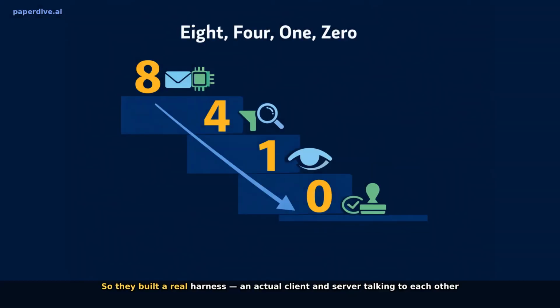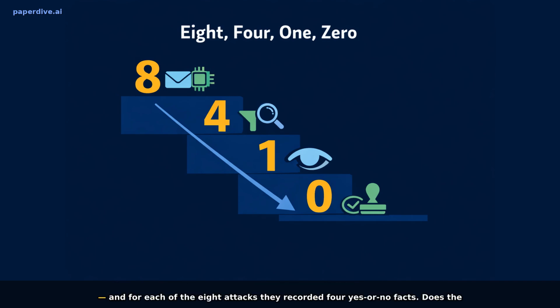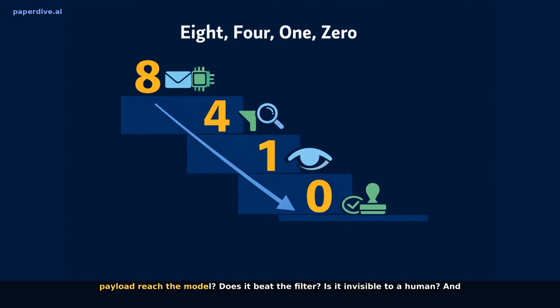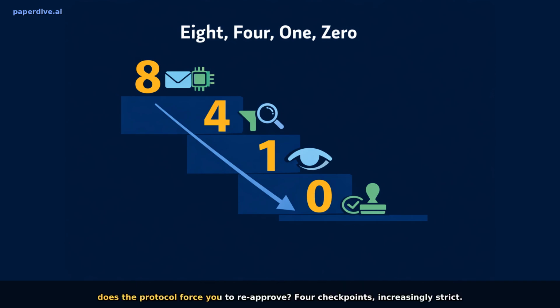So they built a real harness, an actual client and server talking to each other. And for each of the 8 attacks, they recorded 4 yes or no facts. Does the payload reach the model? Does it beat the filter? Is it invisible to a human? And does the protocol force you to reapprove? 4 checkpoints, increasingly strict. And the numbers fall in a staircase.